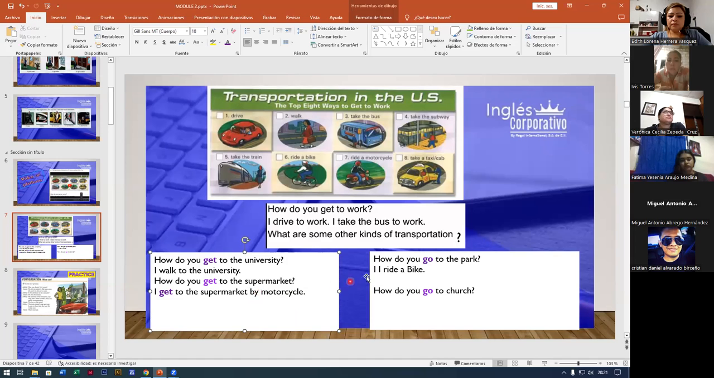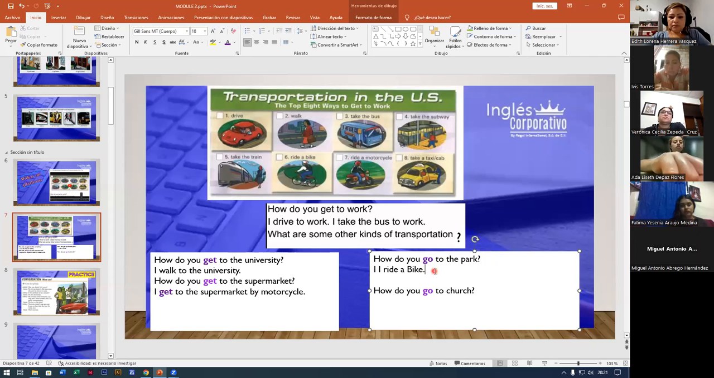Okay, gracias. You're welcome. So you can ask, how do you get to the university, or how do you go to the university? Ambos verbos se utilizan para ambas. Cómo uno llega, cómo uno va a cierto lugar. So it's, how do you go to the park? You can also have another option. How do you go to church? ¿Cómo vas a la iglesia? How do you go to church?